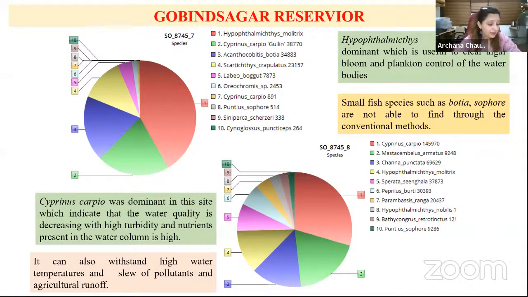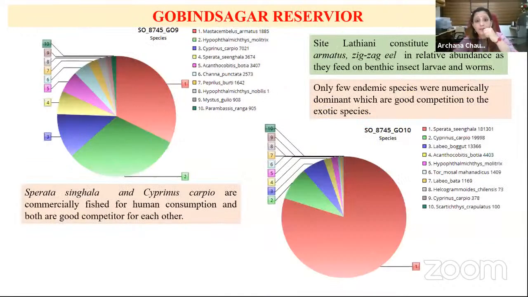Similarly, the silver carp has also been found to be very useful in algal blooms. Now, there were other fishes like Botia and Sphori. These are fishes which could not be detected by the conventional methods, but they were detected in the Gobind Sagar Reservoir using eDNA metabarcoding.